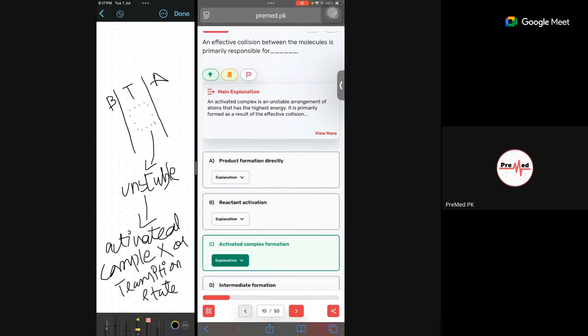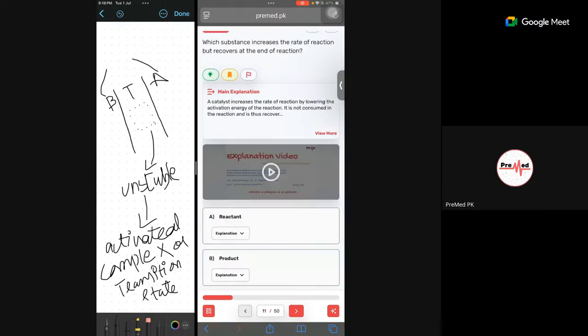So the effective collision between molecules is primarily responsible for product formation, no. Reactant activation, no. Intermediate formation, that's not the exact word, because according to the textbook it is the activated complex formation, because this state comes in between the two effective collisions. So these are the first 10 MCQs. Now let's move on to the next 10, which are going to be a bit tough, but are going to be easier after this explanation.